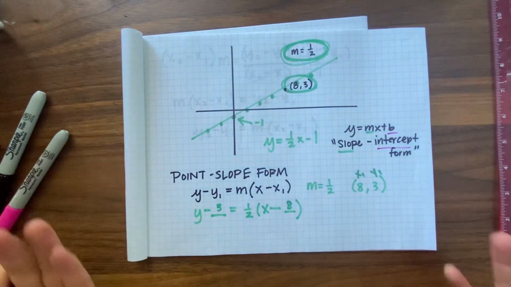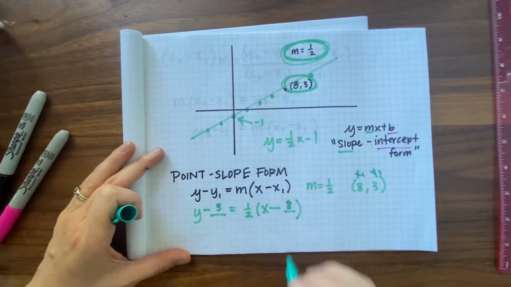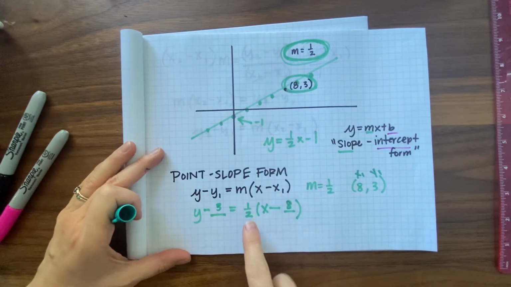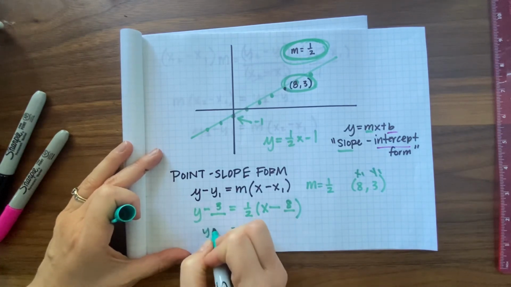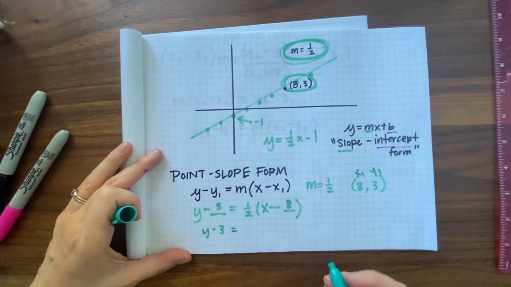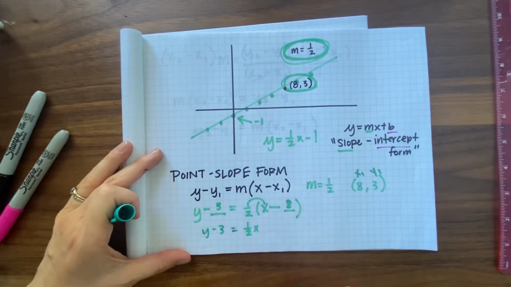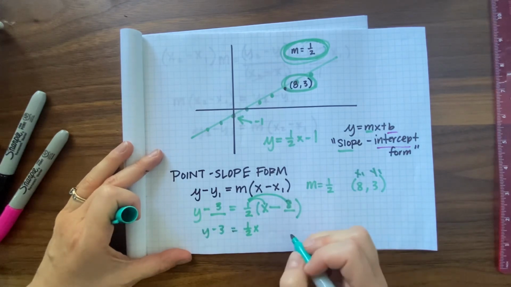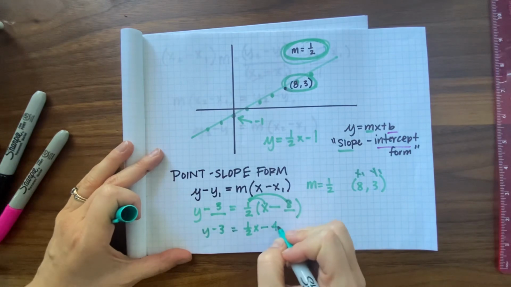Okay, so now here comes the algebra part. Do you remember the distributive property? When I'm multiplying a quantity by a number, this number goes to both of them. So I'm going to say this is the same as y minus 3 is equal to half of x, 1/2 times x, 1/2 x, and half of 8. Half of 8 is 4. So minus 4.